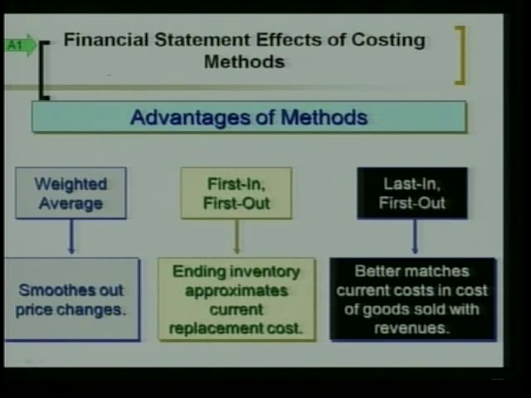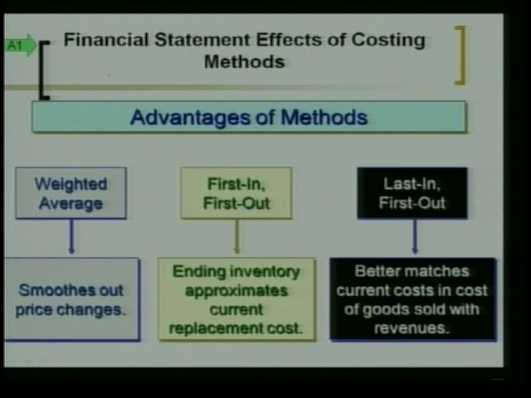Now, the FIFO method, the first in, first out, last in, still here, means that the ending inventory more mirrors the current replacement cost because the last in, the latest purchases, are still here in ending inventory. They're those most recent purchases. Does that make sense? Sometimes you've got to kind of think through these. The last in, first out method means the latest purchases are out the door with cost of goods sold. Thus, cost of goods sold is matched.